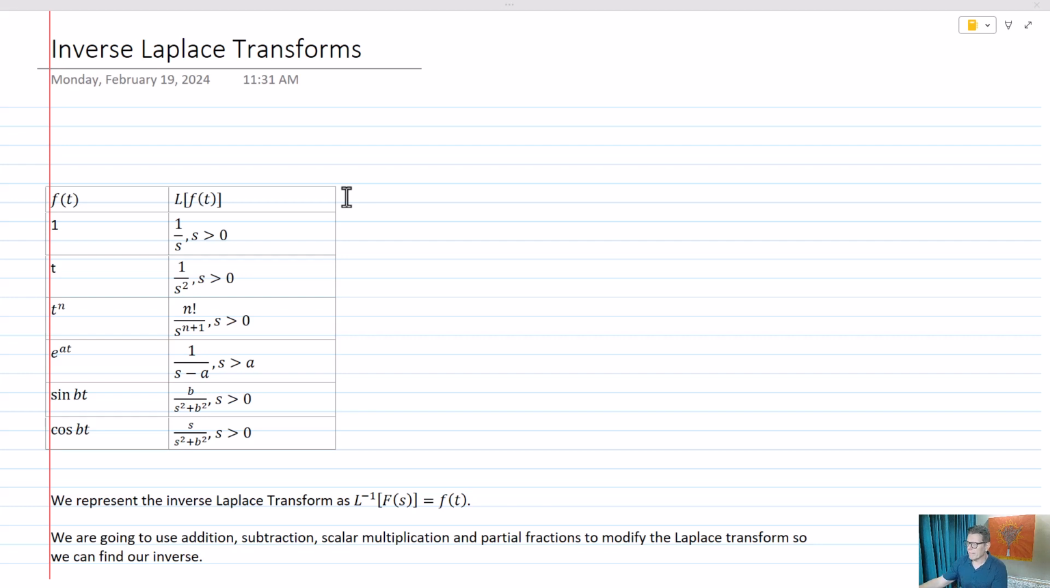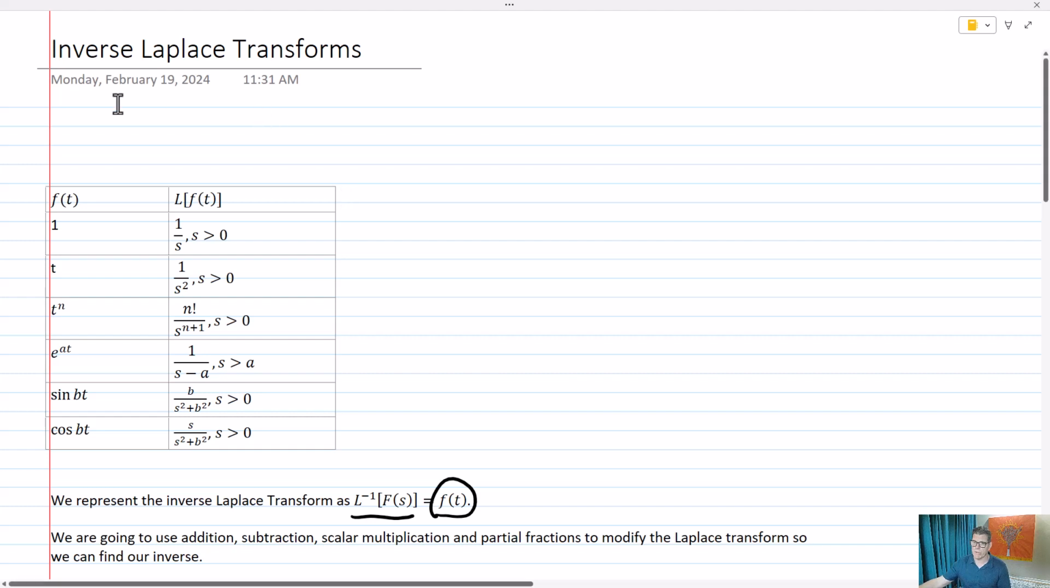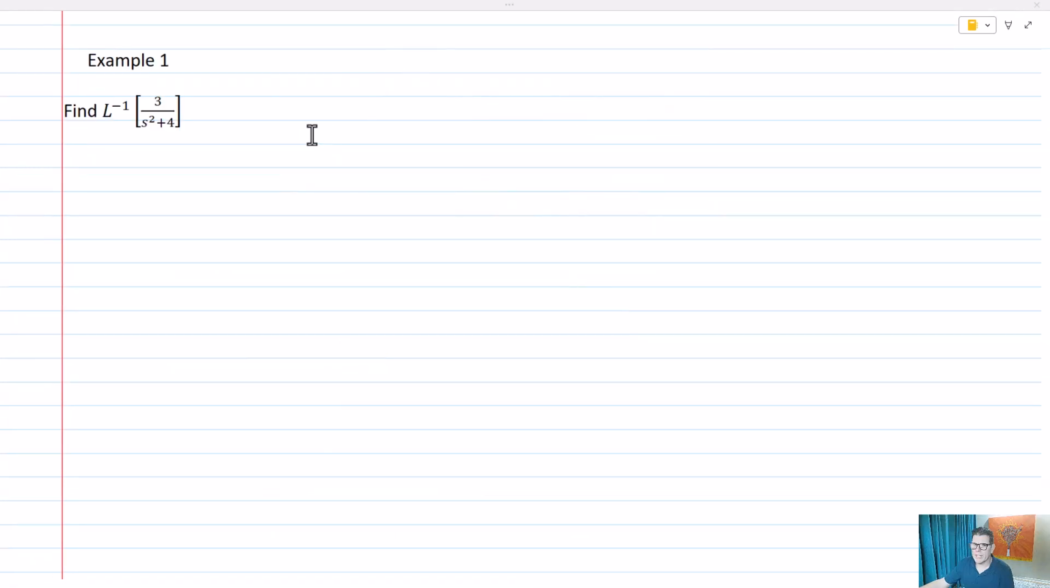We're going to represent the inverse Laplace transform as L inverse of big F of s. So big F of s is actually what the Laplace transform is. We're going to invert it, and then it gives back our f of t, which is our original function. And what we're going to do is use addition, subtraction, scalar multiplication, and partial fractions to modify the Laplace transform so we can find our inverse. So let's take a look at an example.